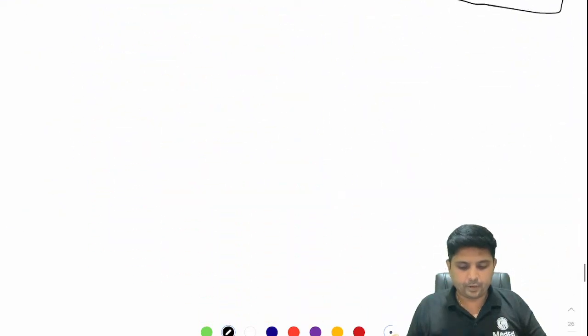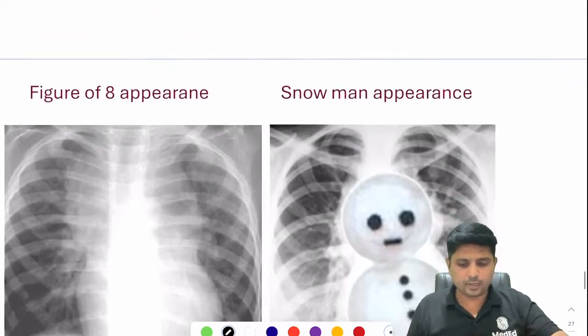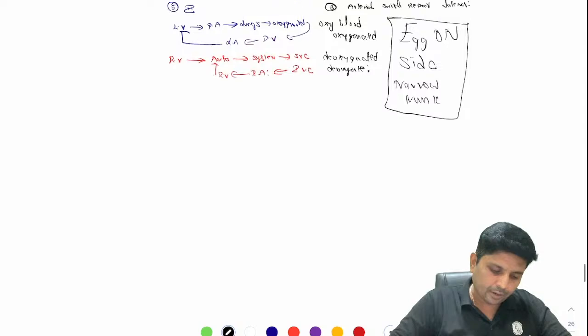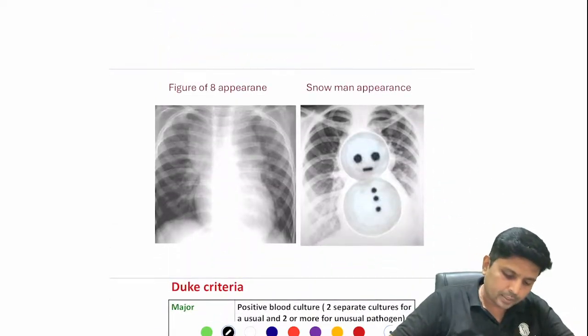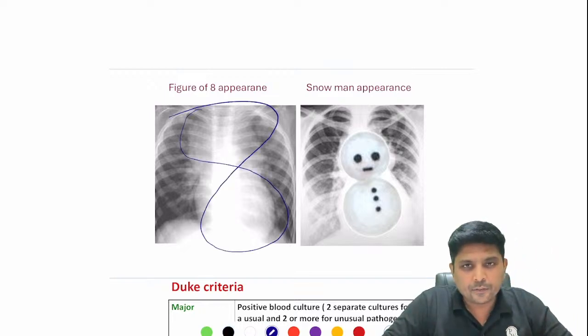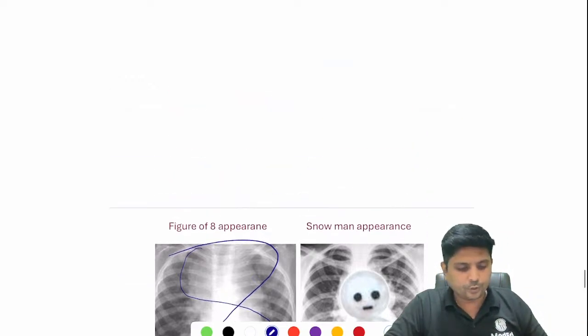Okay, fine. Now, what are all the next? So we have completed transposition of great arteries. Now, what is this? Look at this. What is this? This is called figure of 8, or snowman appearance. So what is this disease we are going to talk about?